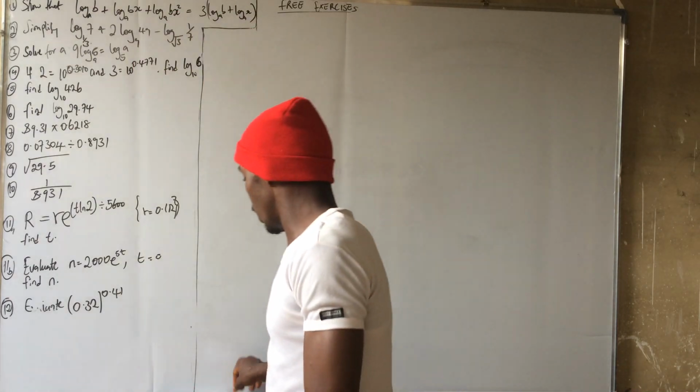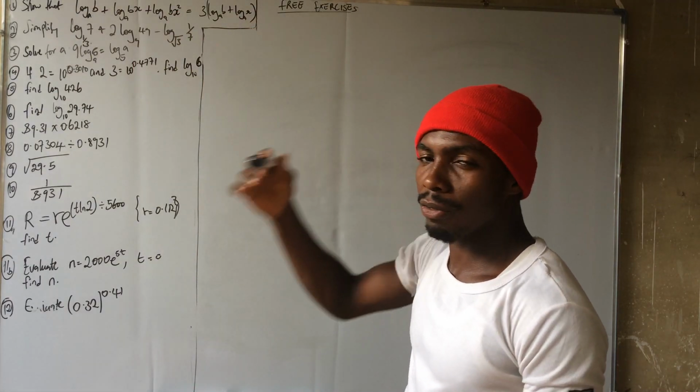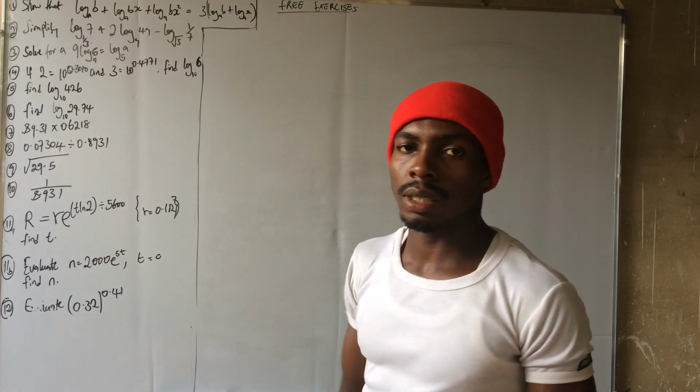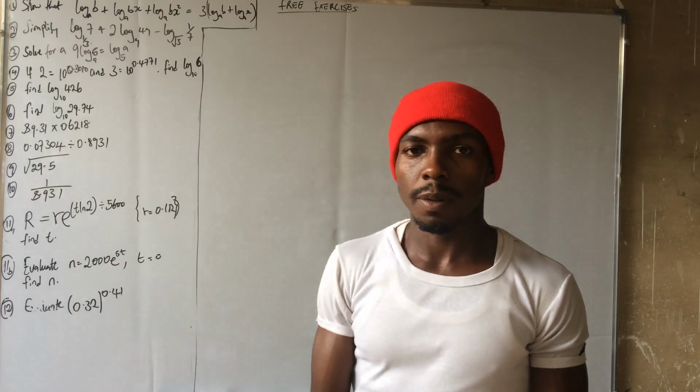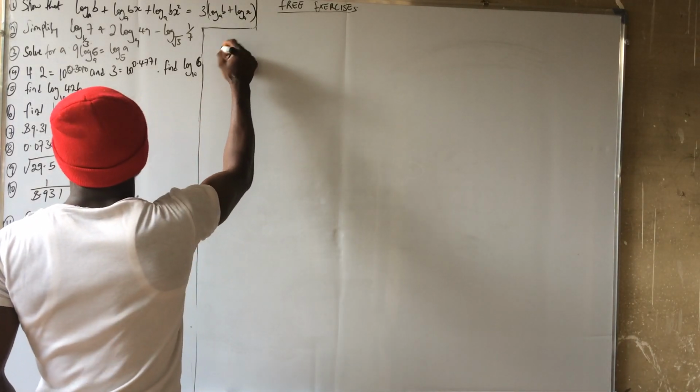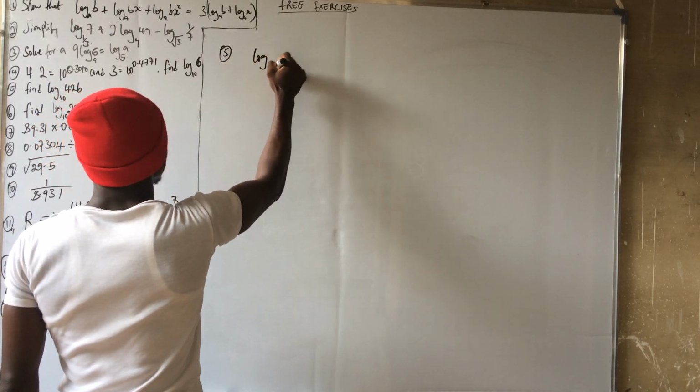In this video, without wasting much of our time, I'm going to be solving from number 5 to number 10, and I hope to be more clear in this video than every other video. Number 5 says we should find log to the base 10 of 426.